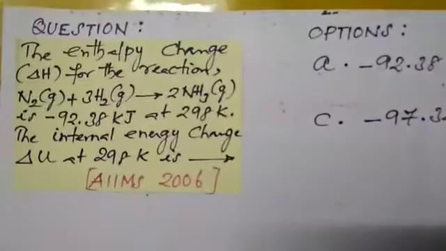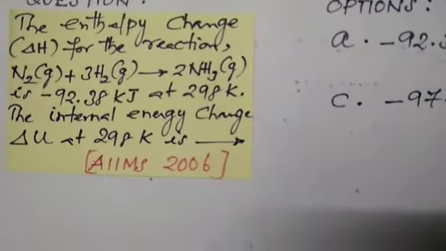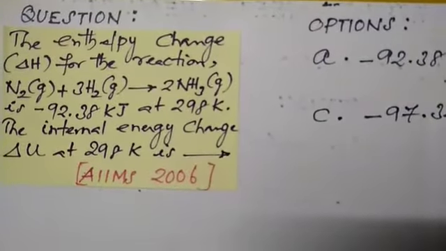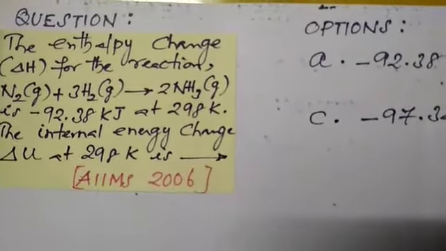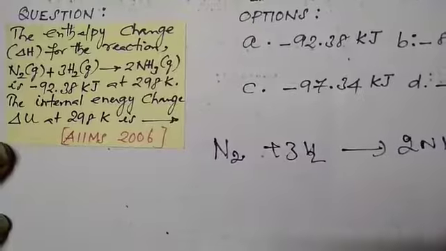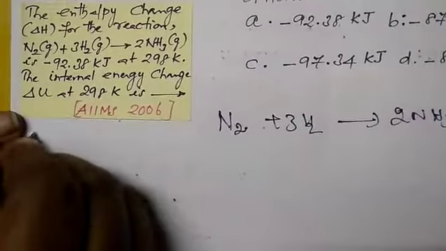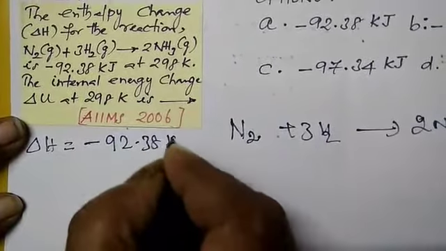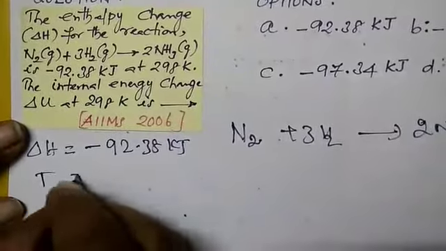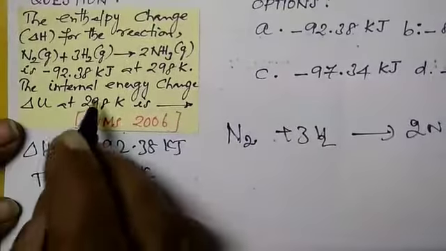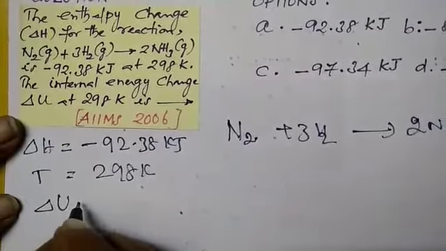Okay, now we are moving to AIIMS 2006. Previously AIIMS 2007, here 2006, let us see the question. The enthalpy change for the reaction, which is Haber's process: nitrogen plus 3 molecules of hydrogen gives 2 molecules of ammonia. For this, delta H is equal to minus 92.38 kilojoules at a temperature of 298 Kelvin. The internal energy change, that is delta U, is equal to what?